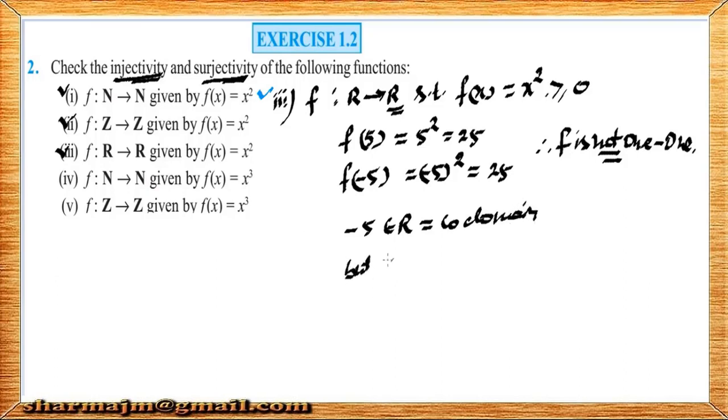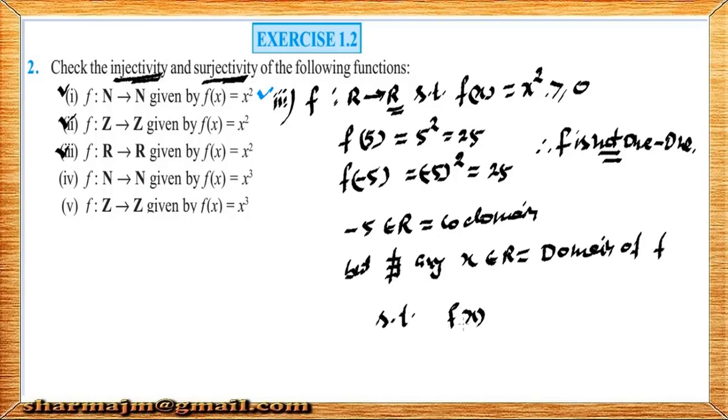but there does not exist any x in R domain of f such that f of x is equal to -5. Therefore, you can say f is not onto. So this function is not onto, that is not surjective, because the range of this function will be non-negative and in the codomain on the right side there are negative numbers also, so their pre-images do not exist. Therefore this function is not onto.